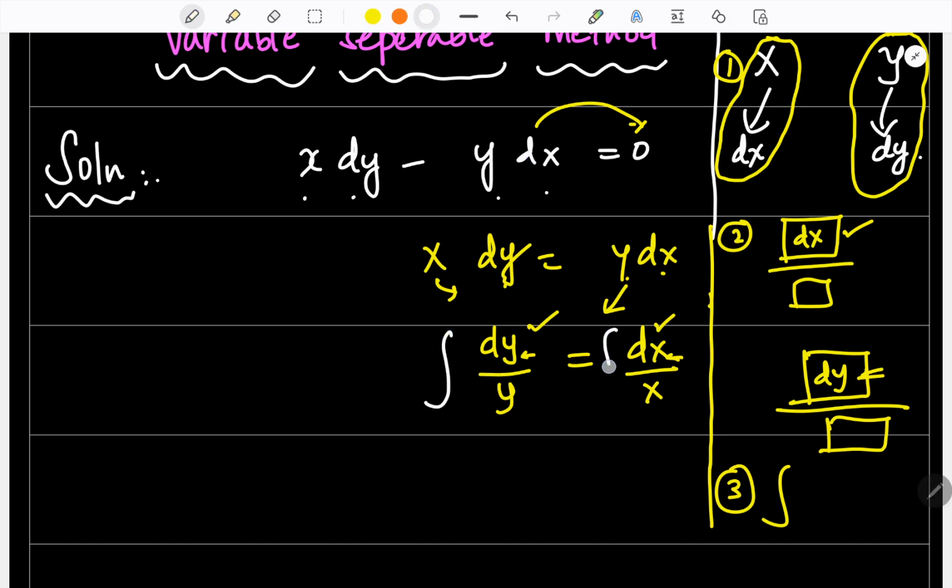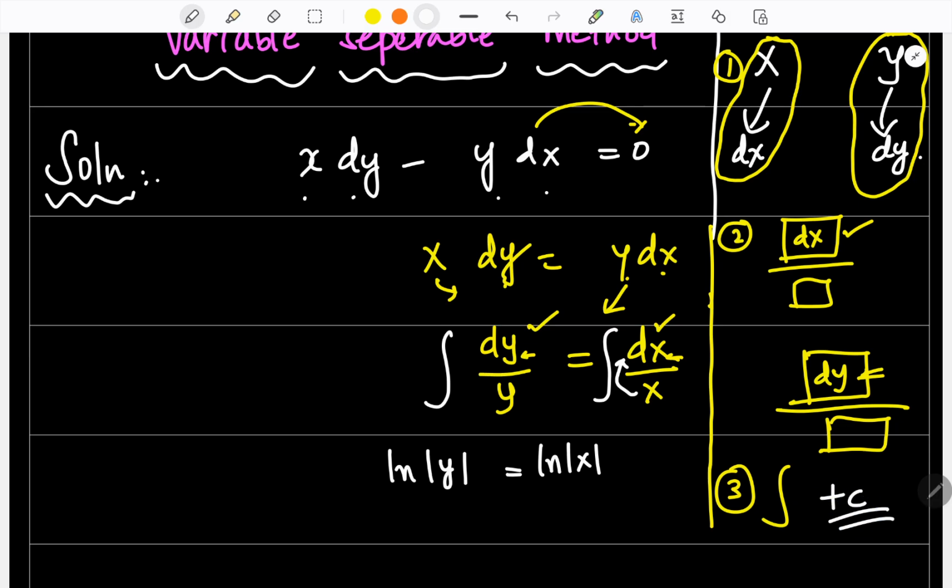So, when I integrate this one, the derivative of y is dy, or 1, you can say. The answer is ln of the absolute value of y. And the derivative of x is dx, so this is ln of the absolute value of x. After the integration is over, you have to put plus c.